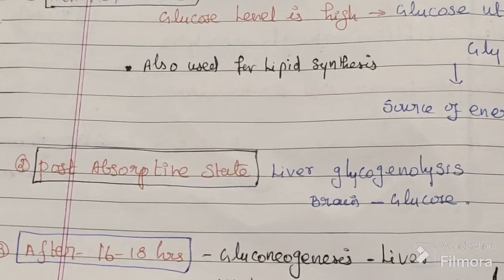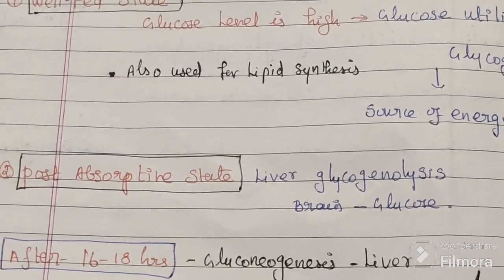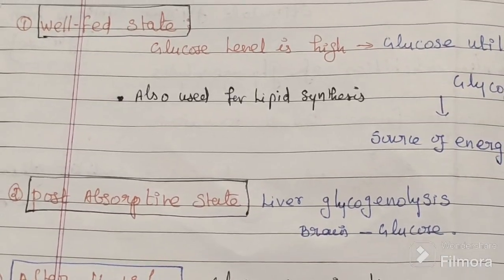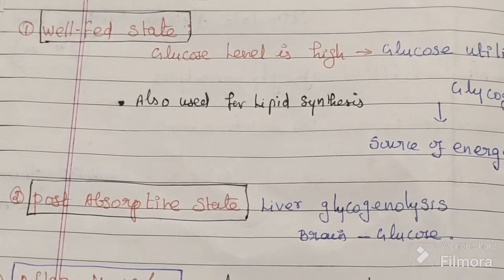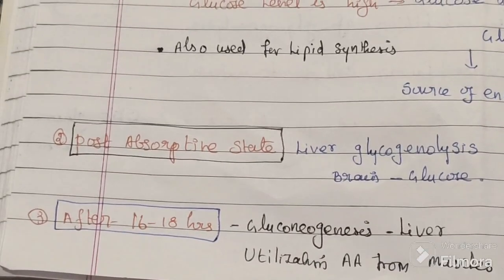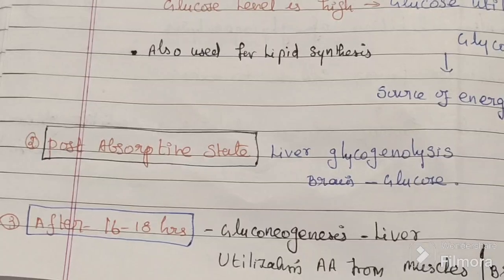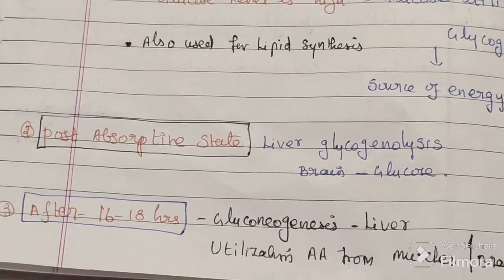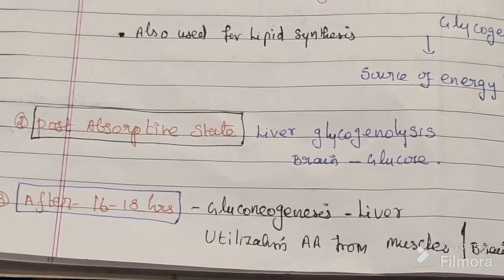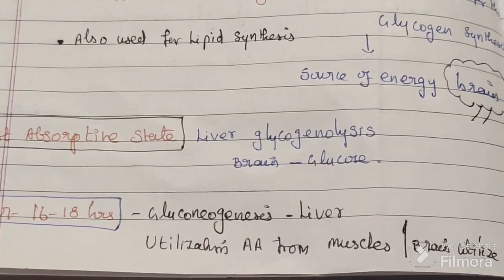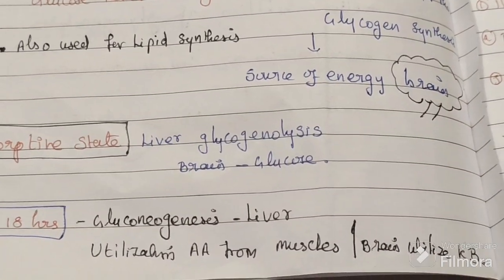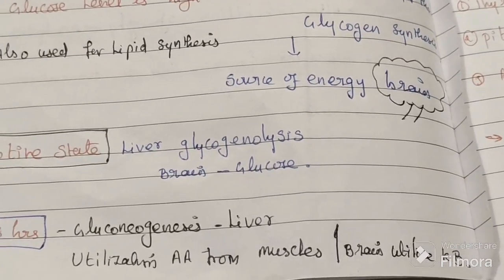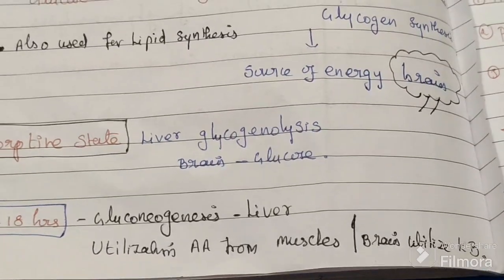In the post-absorptive state, that is in between meals, the glucose level is mainly maintained by liver glycogenolysis, and glucose is the source of energy for the brain. Then after 16 to 18 hours of starvation, the main source is liver gluconeogenesis. There is utilization of amino acids from the muscles, and the brain starts utilizing ketone bodies. So ketone bodies become a source of energy to an extent.